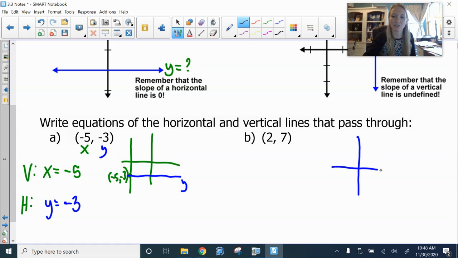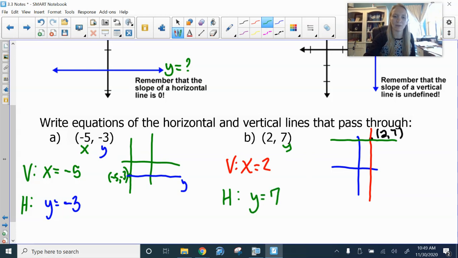So same thing here. If I was just estimating 2, 7, if that was my coordinate, and I wanted the vertical line through 2, 7, then for my vertical line, I would just go through the x value, x equals 2. If I wanted the horizontal line, I would have to cross through the y value, and there would be my answer.